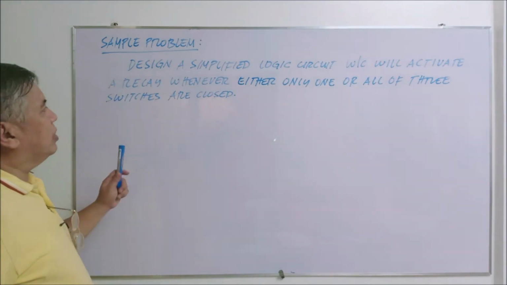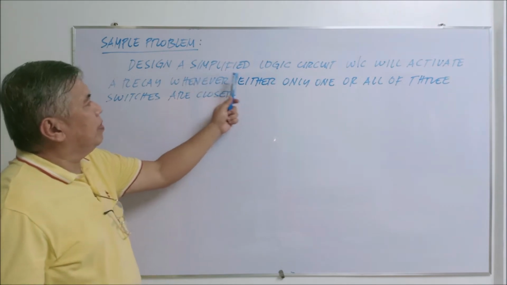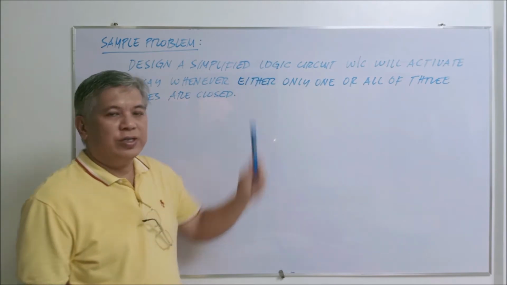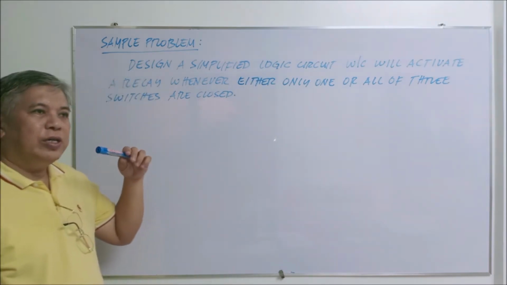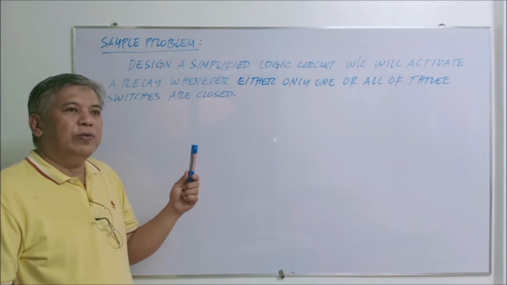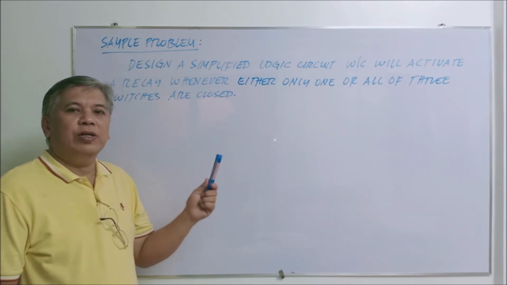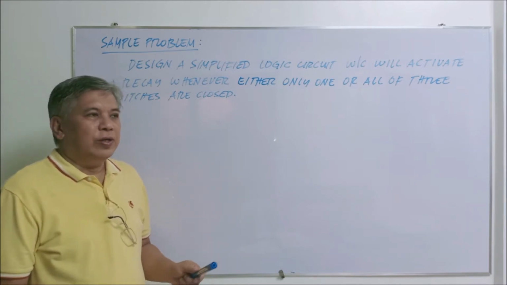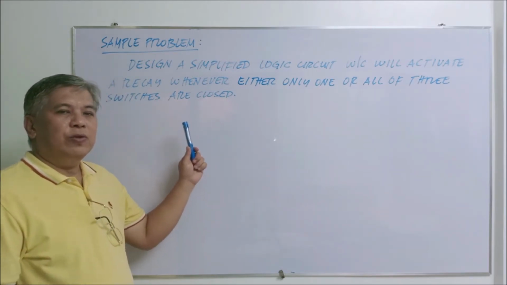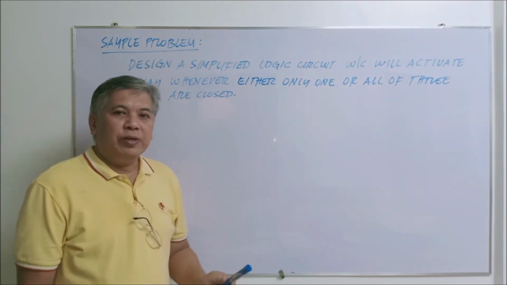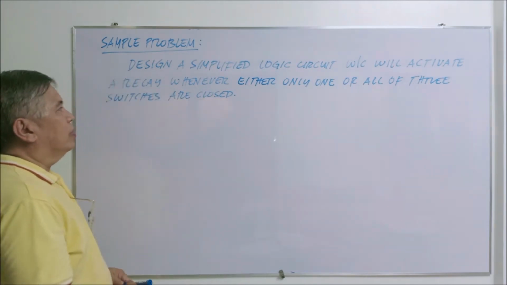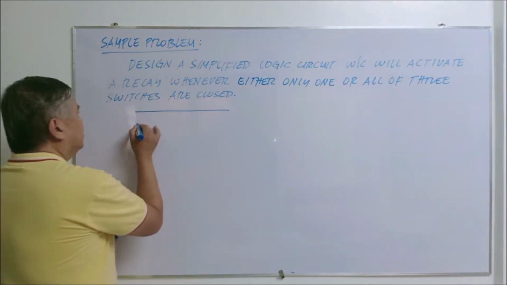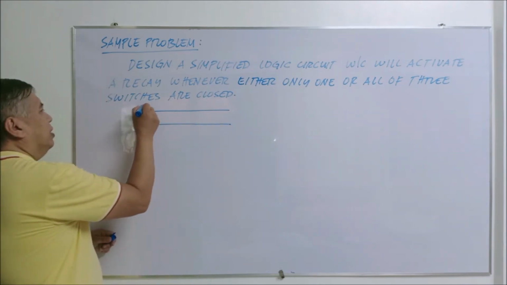Now, this time, I added the word simplified, so what is required here is a simplified logical circuit. The equation that we derived during our previous discussion on deriving Boolean algebra equations was not yet simplified. Using the K-map, we will be able to simplify that equation. So, again, the first step is to make a table, which we call the truth table.